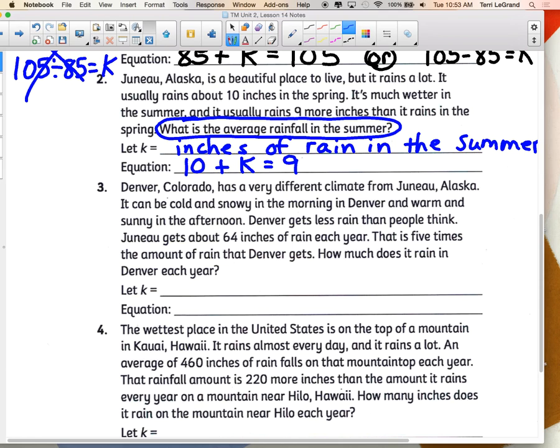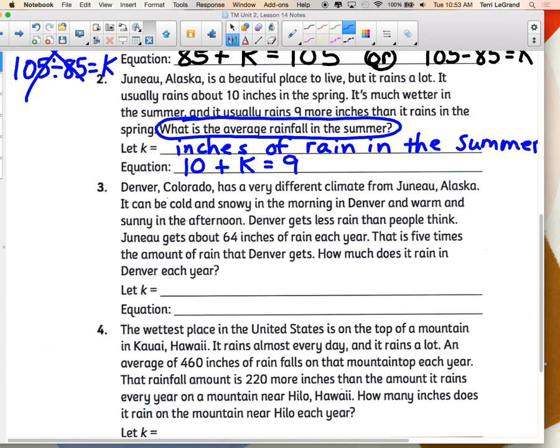What's the 10 in this problem? What's the 10 about in this problem? Sam? 9 inches of rain in spring. Okay, the inches of rain in the spring. Okay, what's the 9 about in this problem? Caden? Inches of rain in the summer.